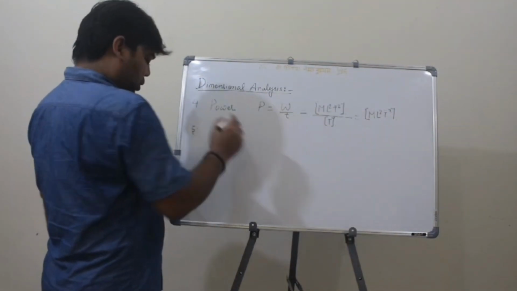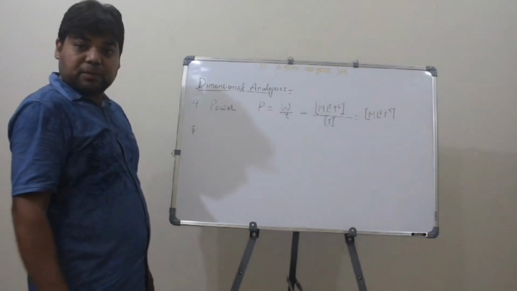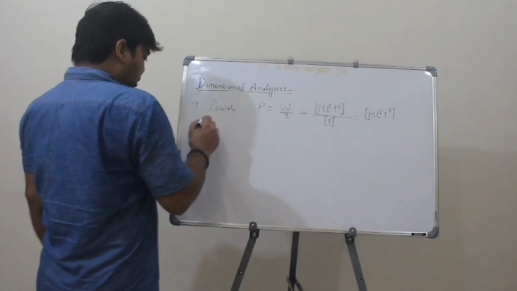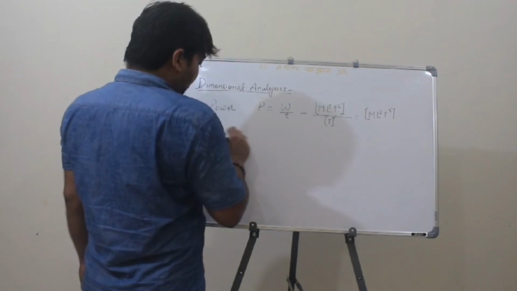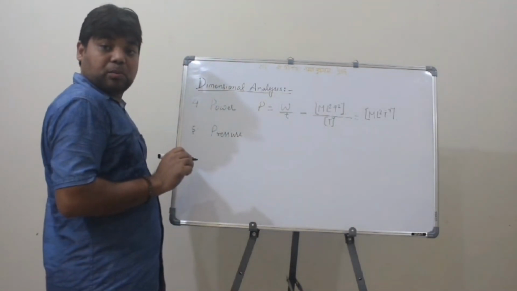Now let us go to some other quantity, which is pressure. So pressure is simply defined as force per unit area.